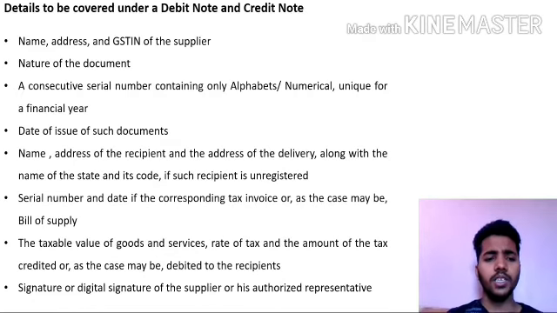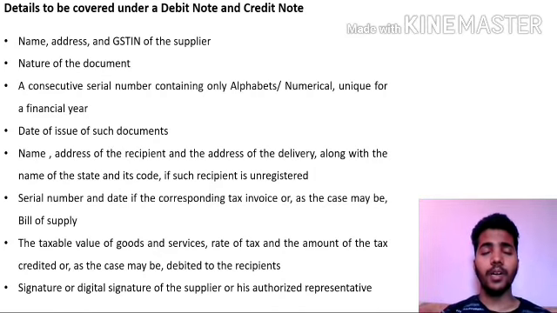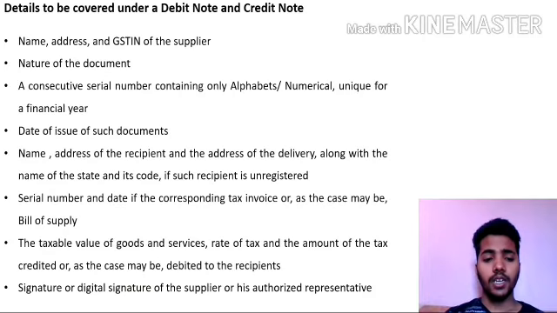The fourth one is the date of issue of such document. The date of issue of such document needs to be mentioned at the top of the document.